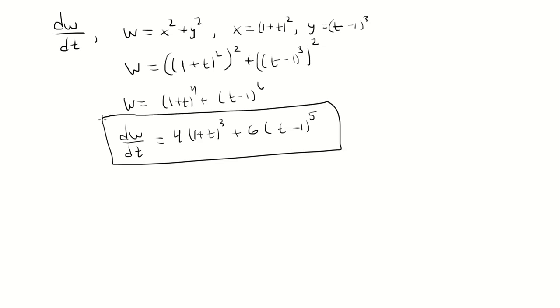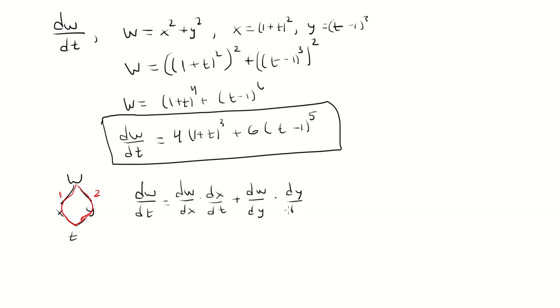Now the other way to do this is a little bit more complicated. For that, we're going to use a tree diagram. Start off with w. W depends on both x and y, and then x and y depend on t. So when I'm taking the derivative of w with respect to t, there's two ways to do that. I can go along the path of x and then get to t, or I can go through y and then t. So to write that down, we have dw over dt is dw over dx times dx over dt plus dw over dy times dy over dt.